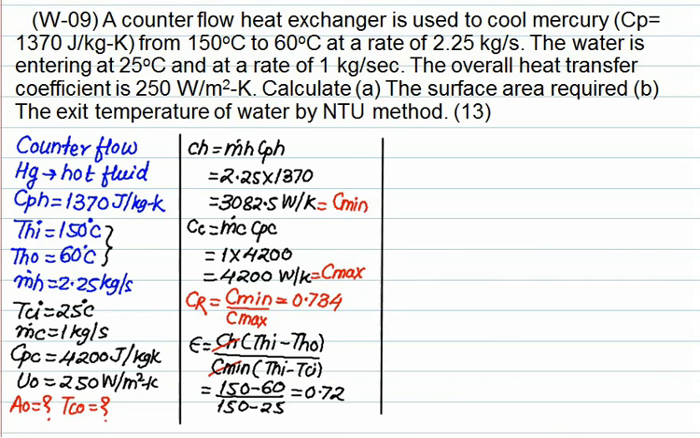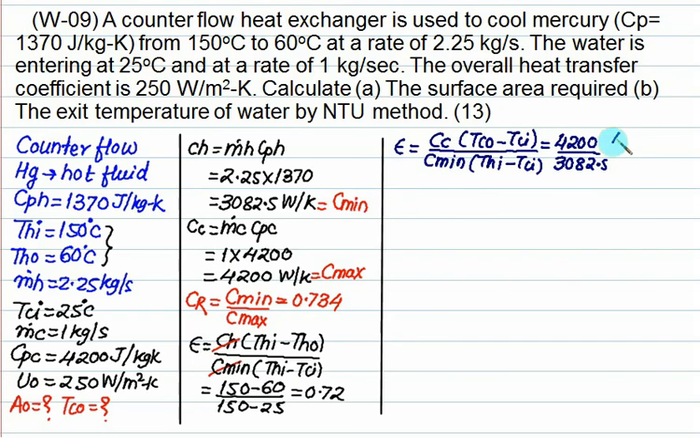So we'll use the same definition to find out effectiveness with TCO. So effectiveness equals CC, 4200, over C minimum, 3082, times (TCO minus TCI), divided by (THI minus TCI). TCO we have to find out. THI is 150, TCI is 25, effectiveness is 0.72. So what is the value of TCO? TCO is 91.05.